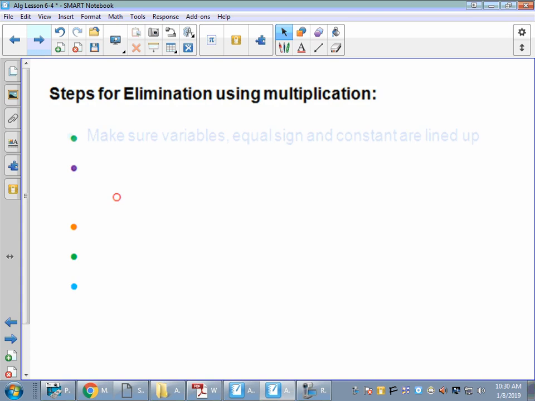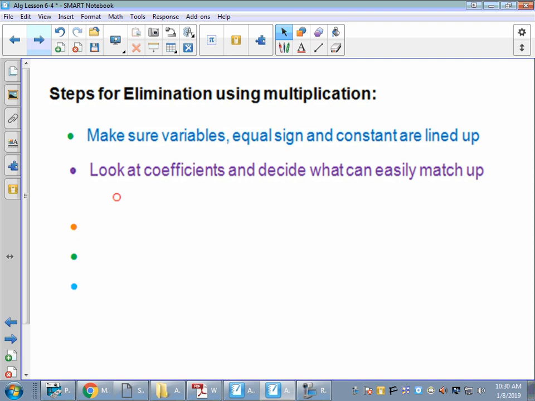So just like in elimination with addition and subtraction, we're going to make sure our variables, our equal sign, and constant are all lined up. And then we can try to look and see at coefficients and decide what can easily match up. We have to kind of study these and say, which is going to be easier for me to deal with, the x coefficients or the y coefficients. And then here, we're going to have to actually multiply the entire equations. Be careful with your signs, your positives and negatives. We have to make sure the entire equation, that means the constant on the other side of the equal sign as well.